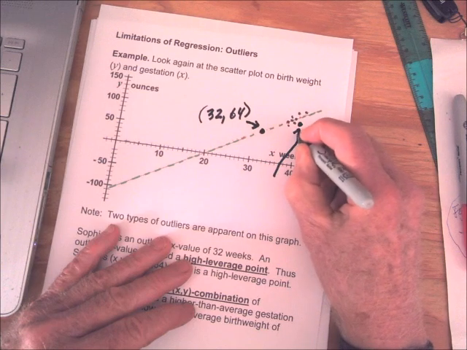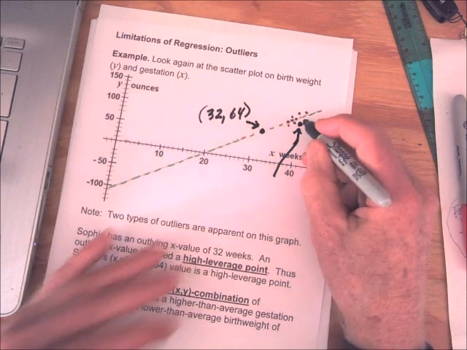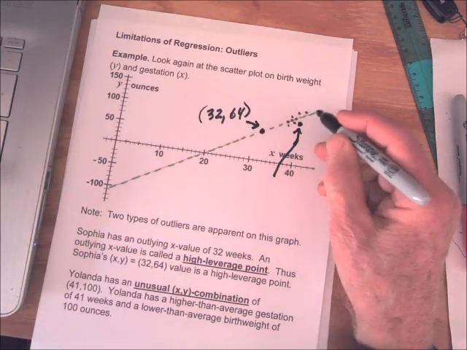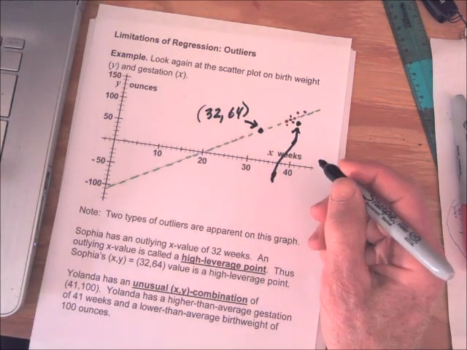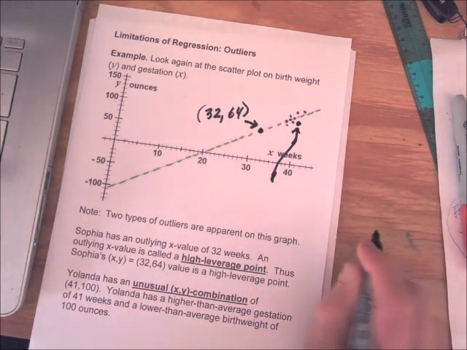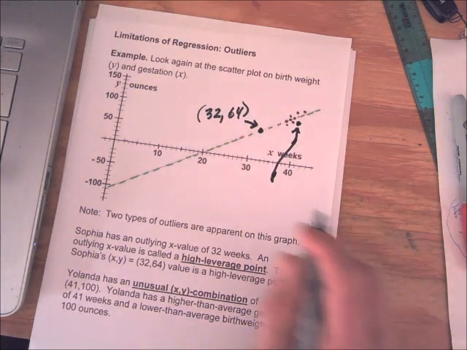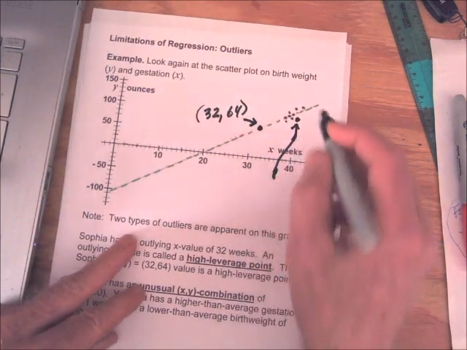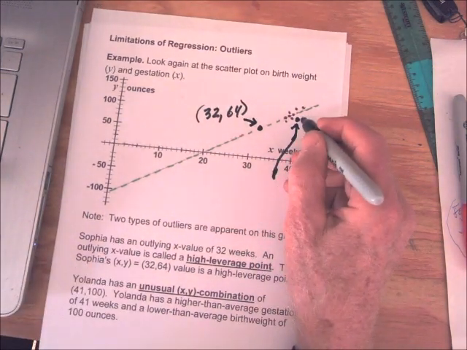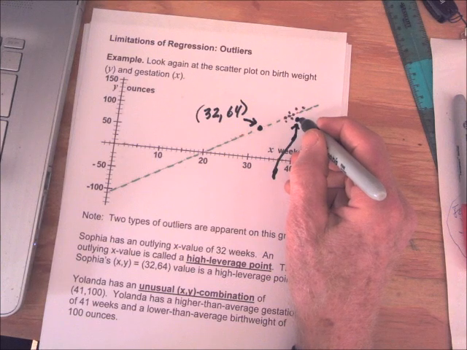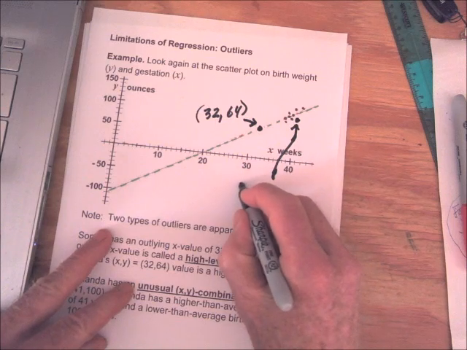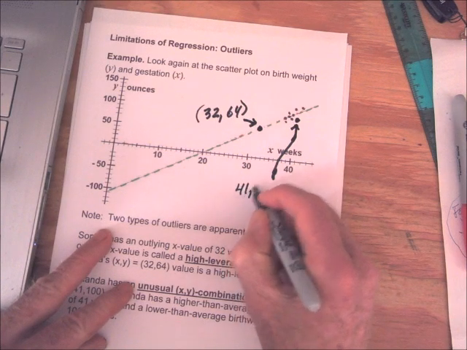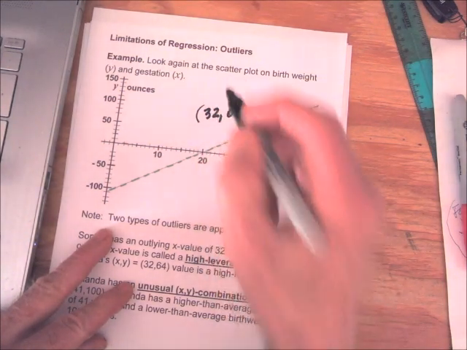This point here has an unusual xy combination. It's the point that's probably furthest from the regression line. So that's a different type of outlier. I don't know if it's quite an outlier, but it's at least a little bit on the unusual side. It has a higher than average gestation, but a lower than average birth weight. So I think this was Yolanda here. I think this was Sophia.